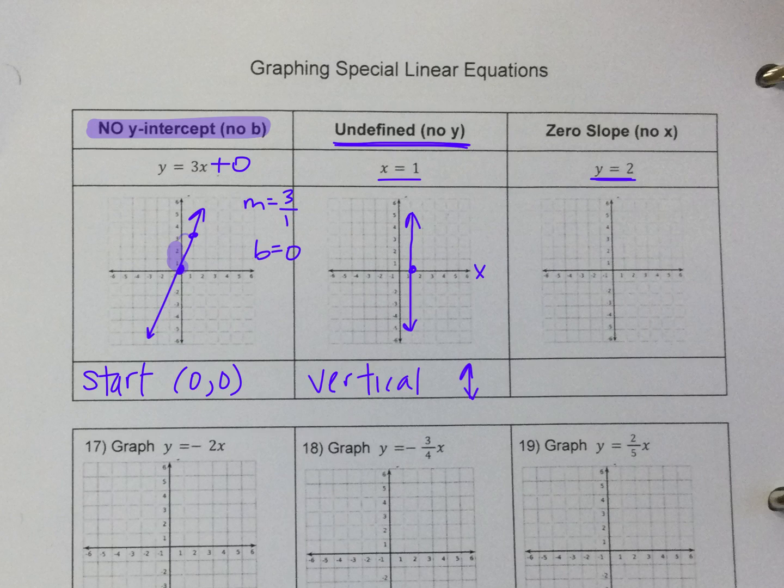This line has no slope. It has no x in it. So this is a horizontal line, so it'll go side to side because there's 0 slope. So this is my y line, put a dot on the 2, and I make it 0 slope.